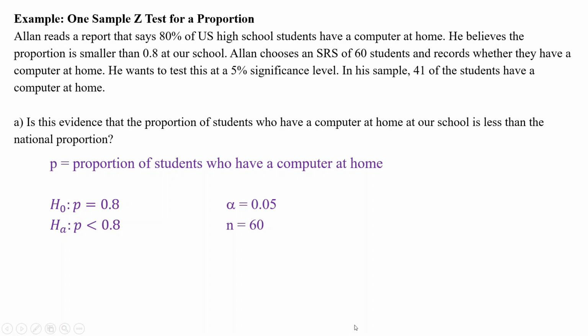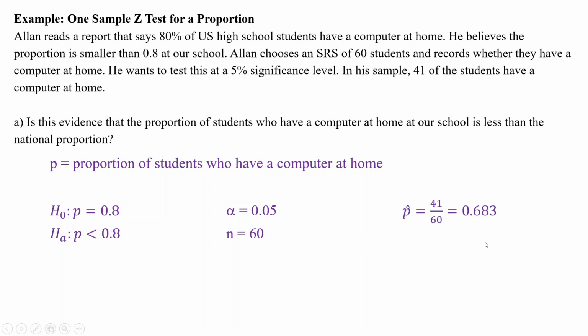We can also use this opportunity to communicate a few other details of the problem. We do have to communicate what our significance level is, and in this case it is 0.05. Our sample size is 60. So you can write that down just so you are organizing the information from this word problem. The other piece of information we are given is p hat. Remember, p hat is our sample proportion. So we're going to take 41 divided by 60. So 41 out of 60 students had a computer at home, which gives us the p hat value of 0.683.